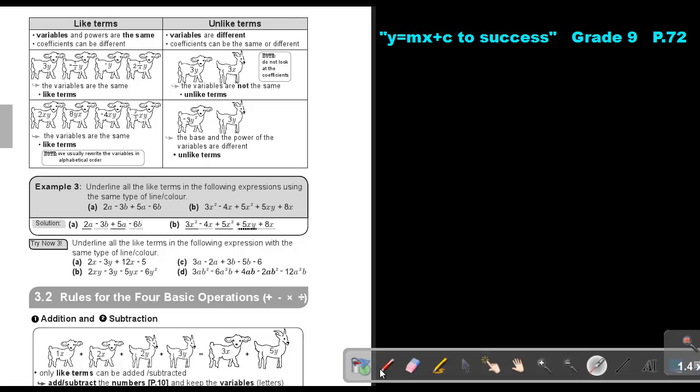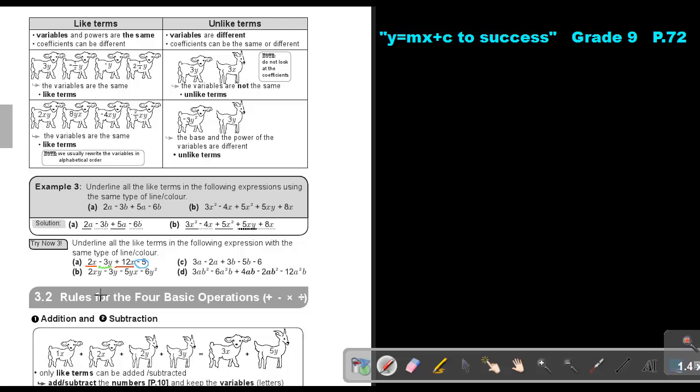Underline all the like terms in the following expression with the same type. I'm going to use color to make it more clear for you. If I look at this one, there's a 2x. Is there another 2x? Yes, positive 12. And look what I'm doing. I'm underlining it from the sign because the number grabbed the sign in front of it. And then the next one, there's a negative 3y. Is there another y? No. And then the next one, there's a constant. And what is the constant? Negative 5. So there's three different types of terms.